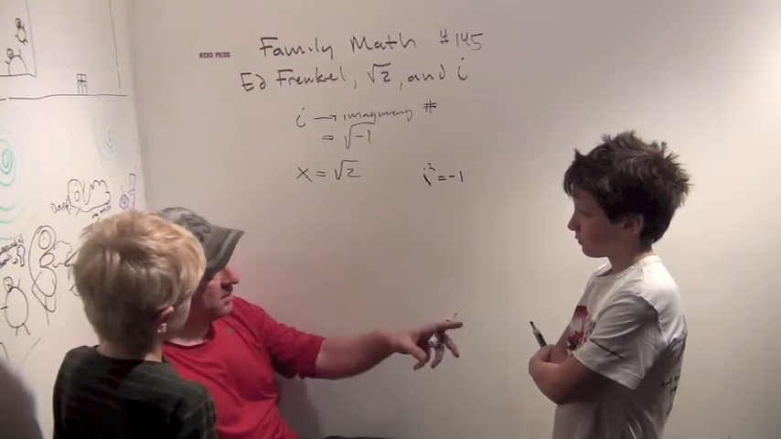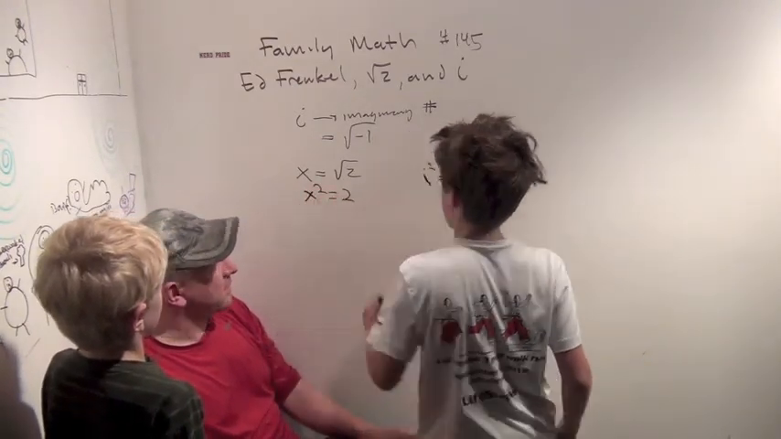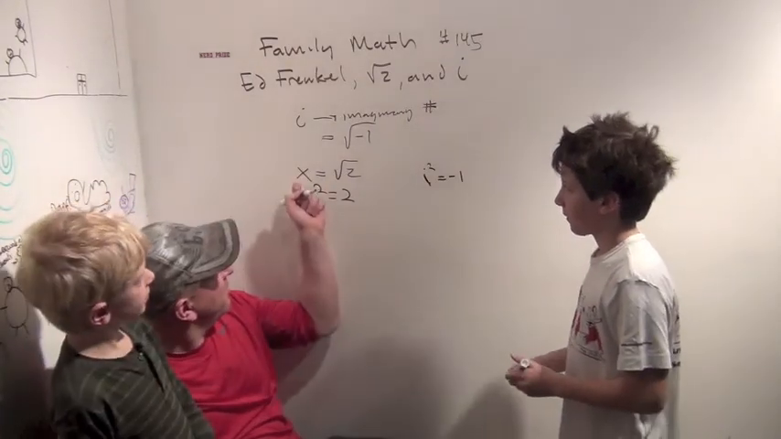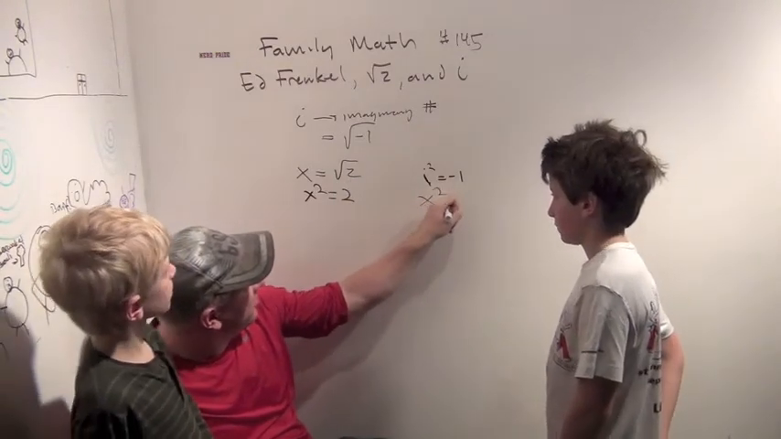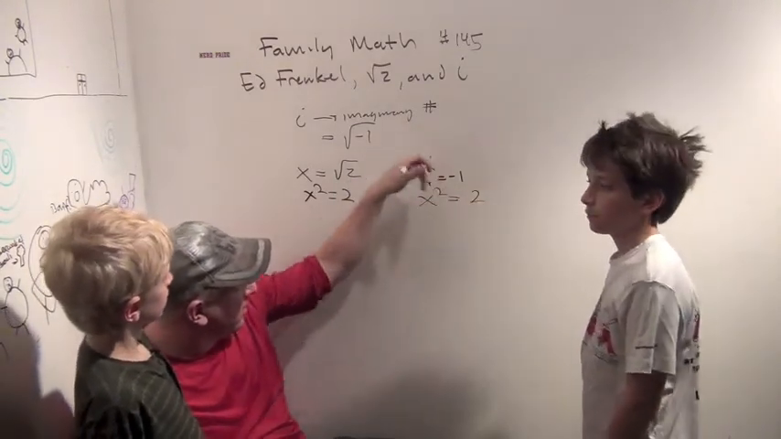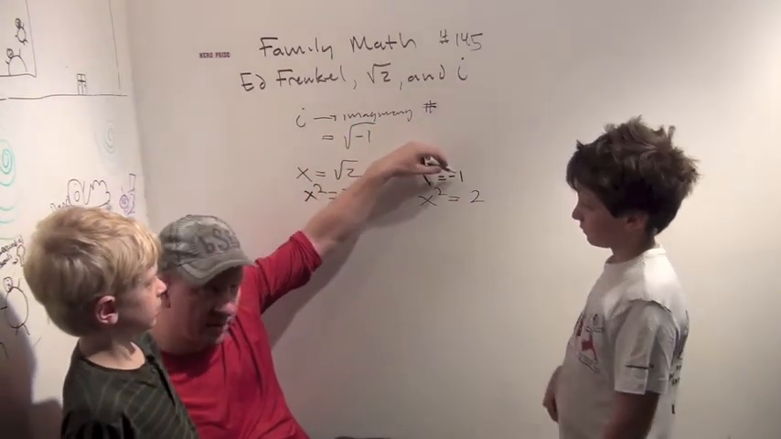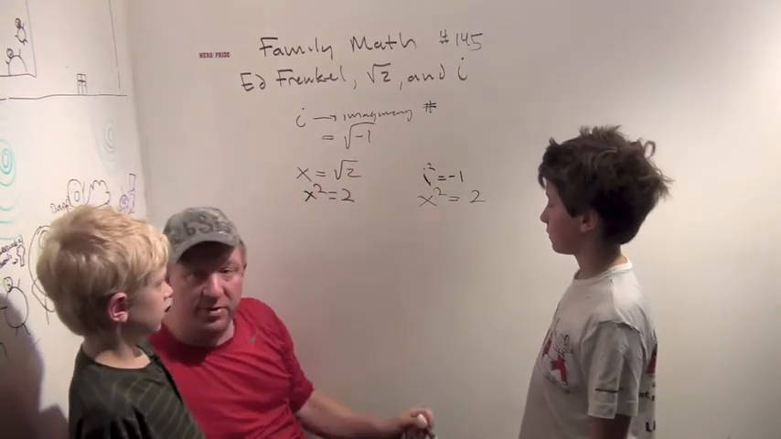Right. And do you see what this means? x squared equals 2. Does that make sense? Yeah. If we say x equals the square root of 2, it means x squared equals 2. So we have two equations that look really similar. We've got some number here, we're just calling it i, and when you square it, you get minus 1. We've got some number here, x, and when you square x, you get 2.